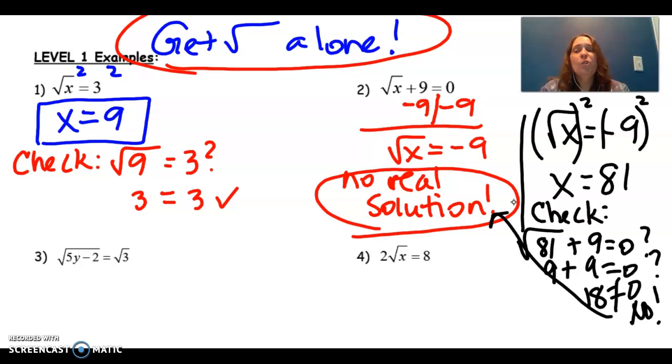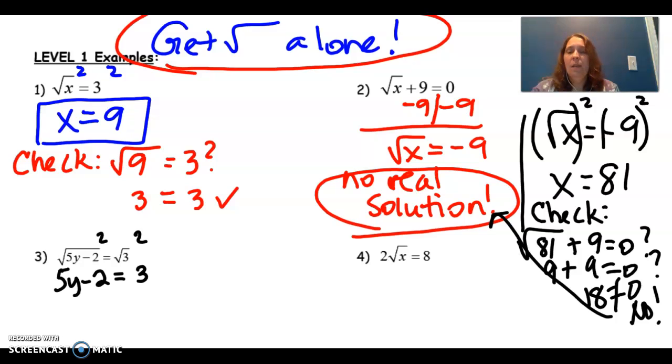So you can go ahead and square both sides. Take a moment and try that. See what happens. Did you get 5y minus 2 equals 3? If you square both sides, that means both radicals will disappear. I'd like you to take another minute or two and finish out number 3. Go ahead and get y by itself.